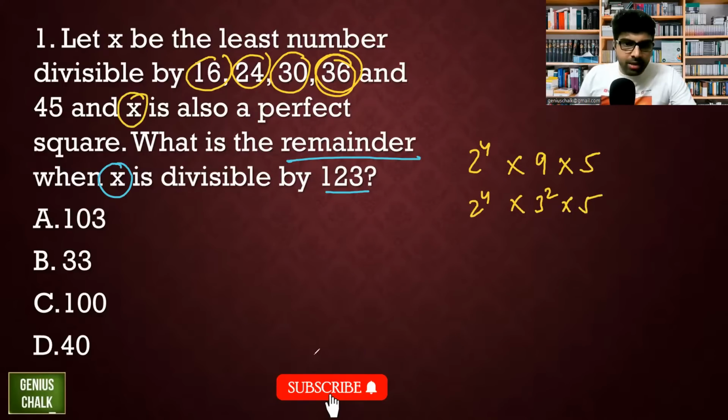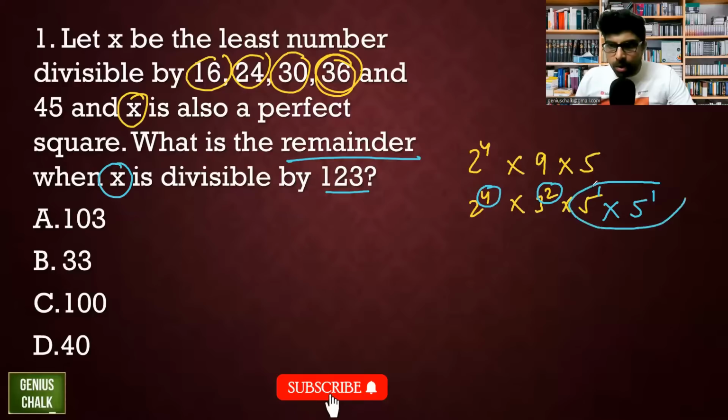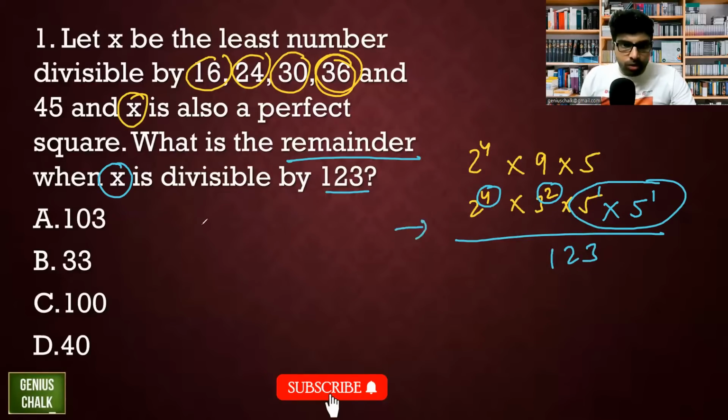It is also saying that x has to be a perfect square. If it has to be a perfect square, perfect square means the powers are even. The power of 5 is 1. That is not even, so I'll make it even by multiplying by 1 more power of 5. Now it's a perfect square. We have to find the remainder when this is divided by 123. If you see, this is 16 into 9 into 25 basically, and 123.